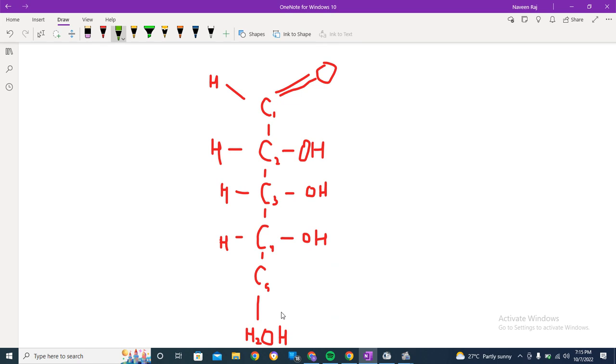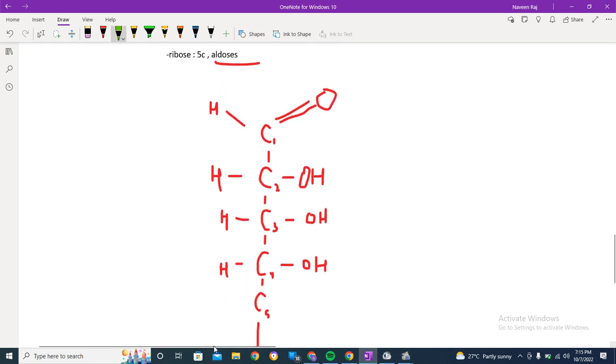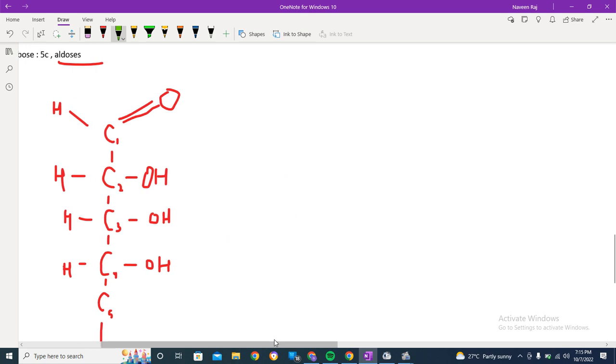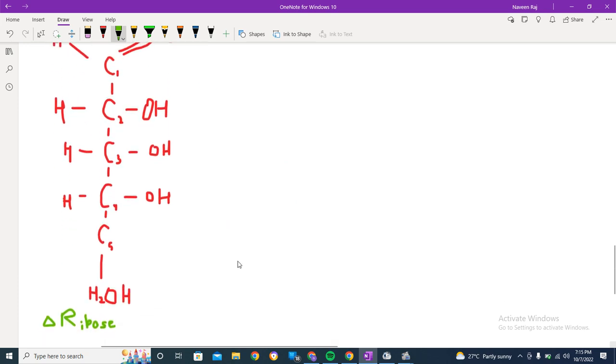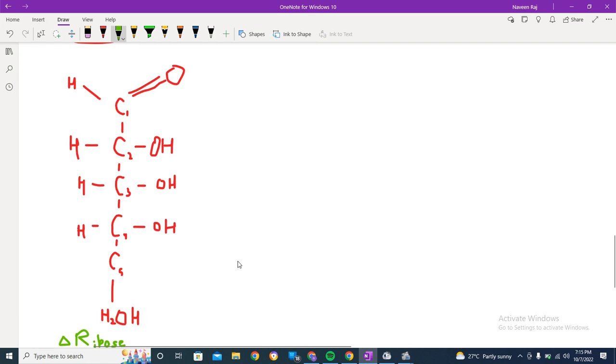So we're going for the linear structure now. You need to practice this structure so that you can understand. Going for the linear structure, I will tell you a trick: you have to go for the second last carbon, like this.